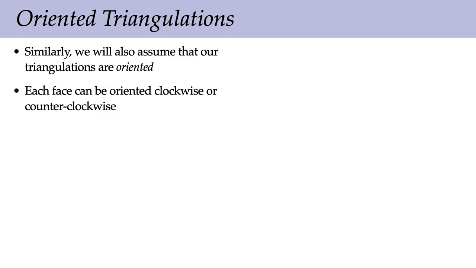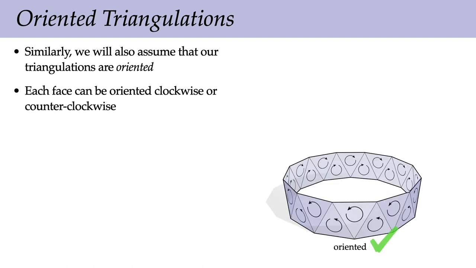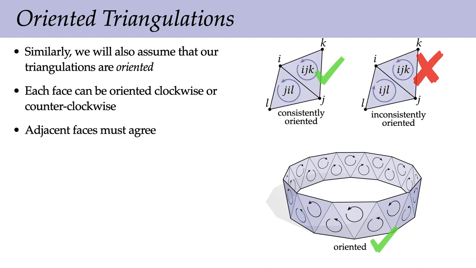Each face of a triangle mesh can be oriented in two ways, clockwise or counterclockwise. A triangulation is said to be oriented if all pairs of neighboring faces are consistently oriented, meaning that they both point in the same direction. Note that somewhat counterintuitively, this means that they actually point in opposite directions along their shared edge.